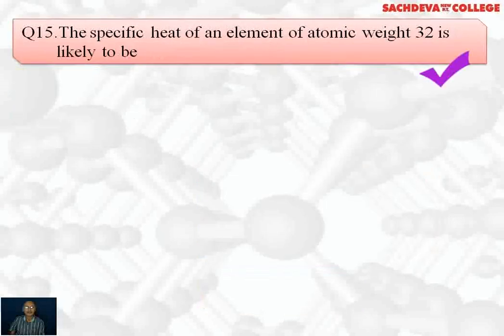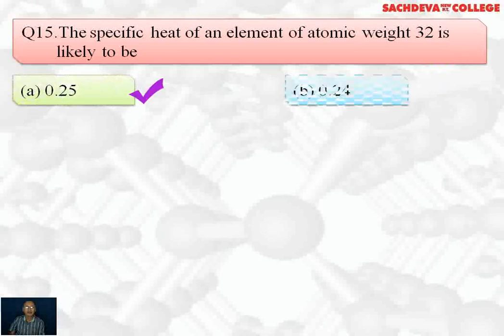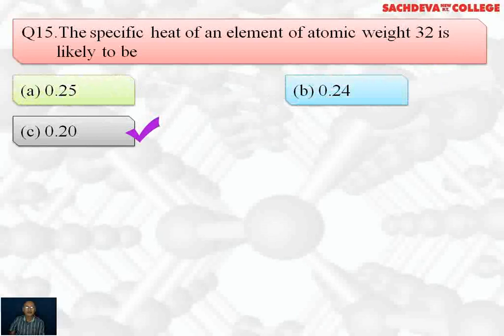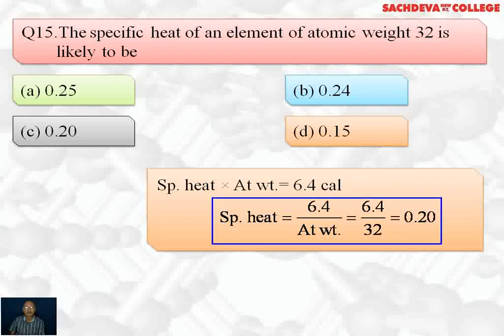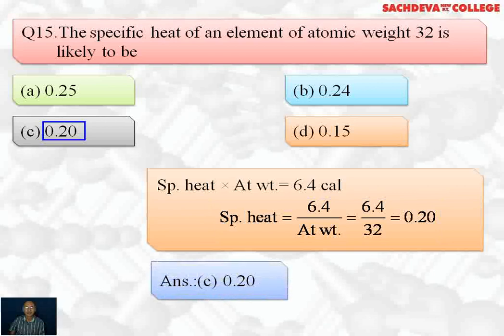Next question, the specific heat of an element of atomic mass 32 is likely to be A part 0.25, B part 0.24, C part 0.2, D part 0.15. This question is based on Dulong-Petit's law, that is specific heat into atomic weight equal to 6.4 calories. Specific heat will be 6.4 divided by atomic weight, 6.4 by 32 equal to 0.20 calories per gram. So C part is the correct answer.